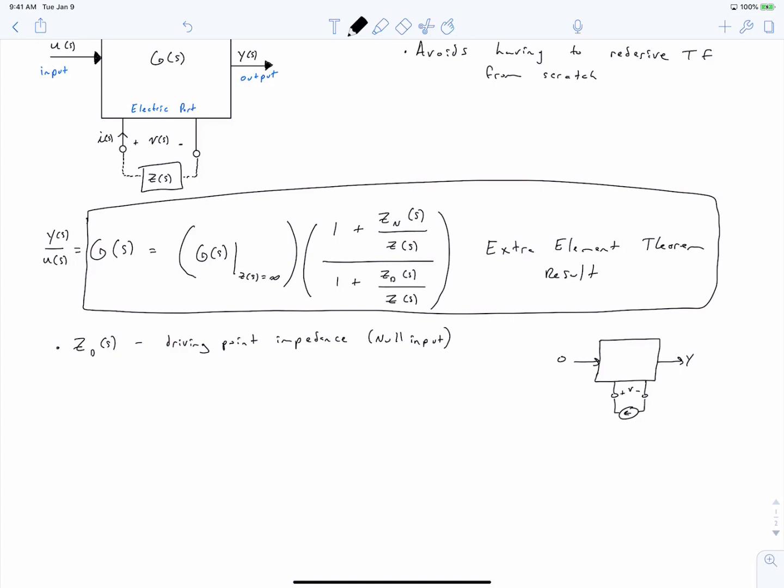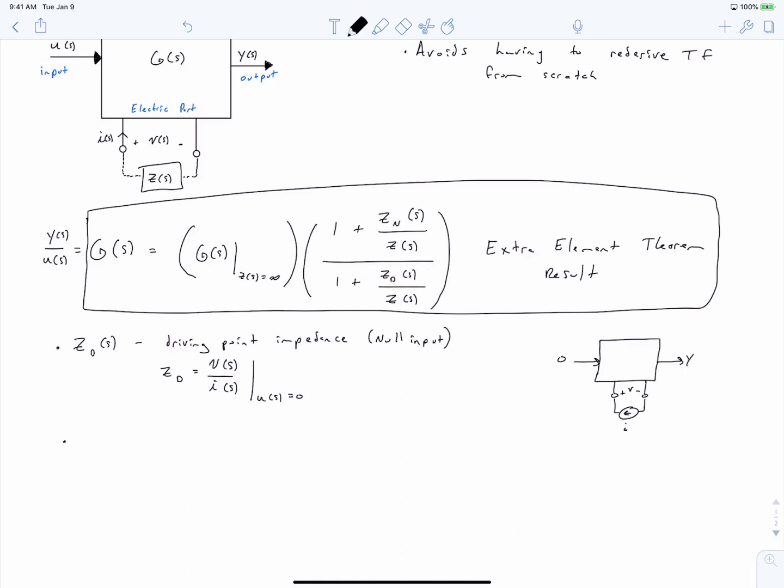So this is the same thing that your multimeter does. If you attach a multimeter to a circuit, it injects a current and it measures a voltage. That's what we're doing here. We're measuring the impedance seen at the electric port of our circuit. And we can write this as ZD is equal to V over I when our input is 0. And you can remember where the driving point impedance goes in our circuit because it has a D in the denominator.